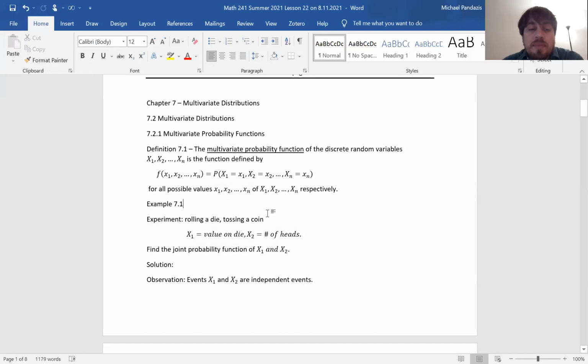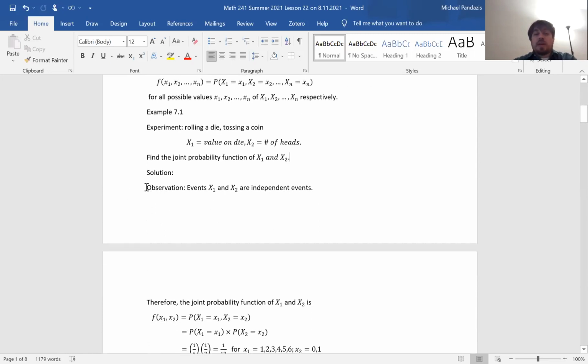Okay, example 7.1. The experiment is rolling a die and then tossing a coin. First you roll a die, the numbers are 1 through 6, and then you toss a coin, and it's either heads or tails. X1 is the value on the die, so X1 can take values from 1 to 6 inclusive, and X2 is the number of heads. When you toss the coin, if heads comes up, you get a 1. If tails comes up, you get a 0. So X2 can be 0 or 1. Find the joint probability function of X1 and X2.